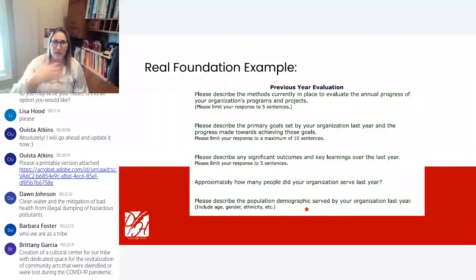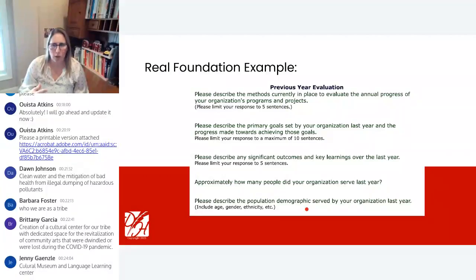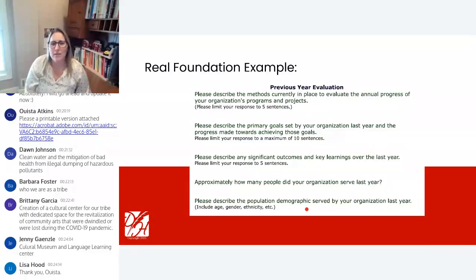Now, whereas the first example from the foundation had very big, broad questions, very typical types of questions, now we're looking at a grant maker who is asking in a very limited structure, not just about what it is you will do, but about what you have done. What is it that you have recently done? So this particular grant maker, whether you had received funding from them in the past or not, was asking about what is it that you use? What are your methods for evaluating your progress?